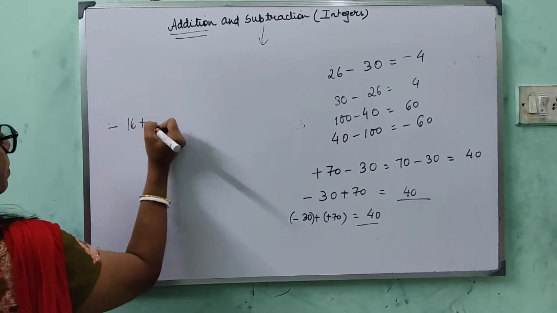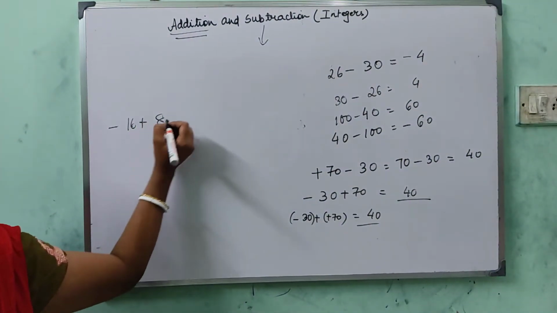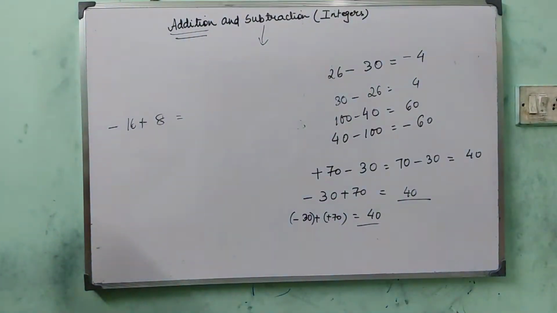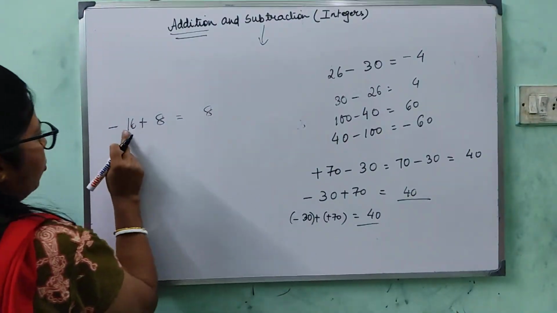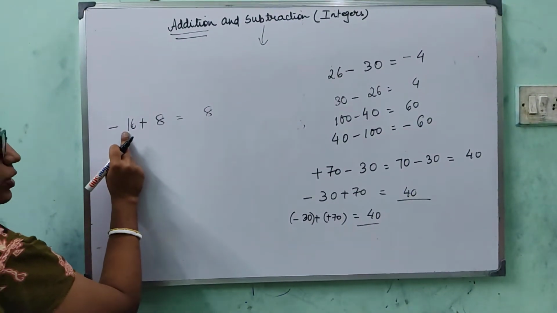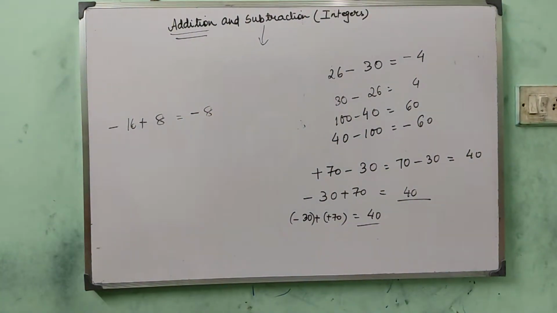Minus 16 plus 8. Okay. So one positive, one negative. So first you will find the difference. 16 minus 8 is 8. Now what is the sign of 16? Because 16 is more than 8, the sign of 16 is minus. So minus 8. So minus 16 plus 8 is minus 8.